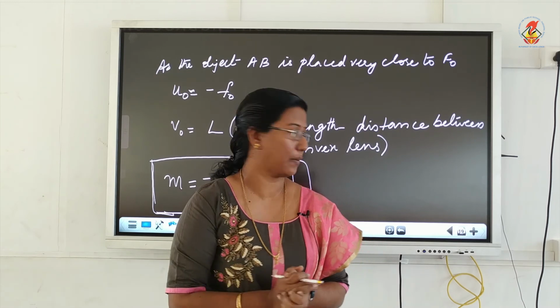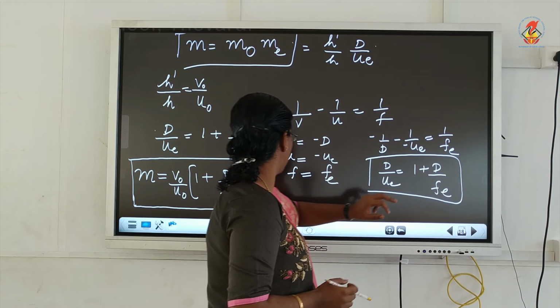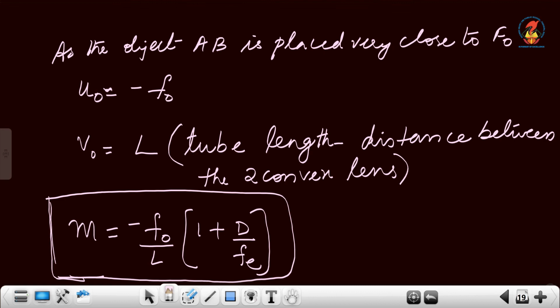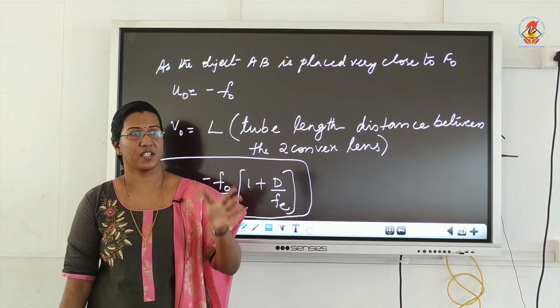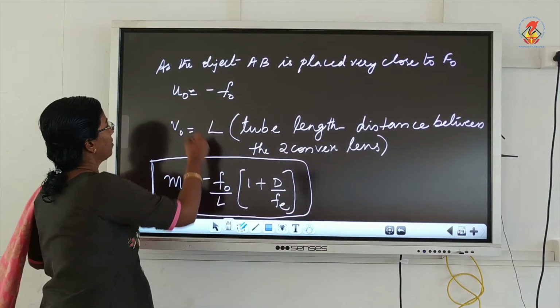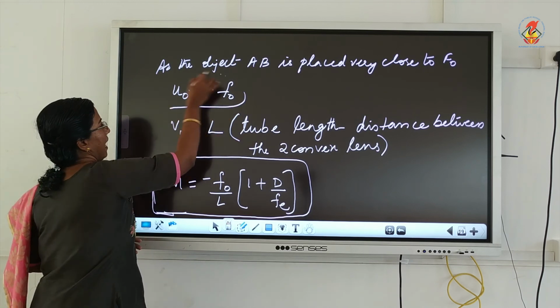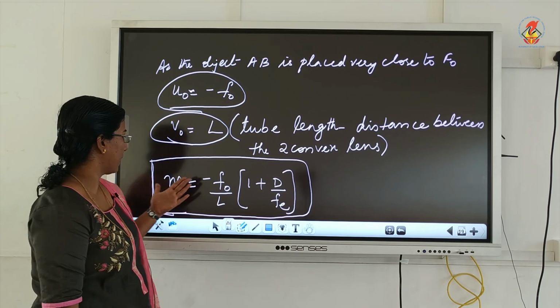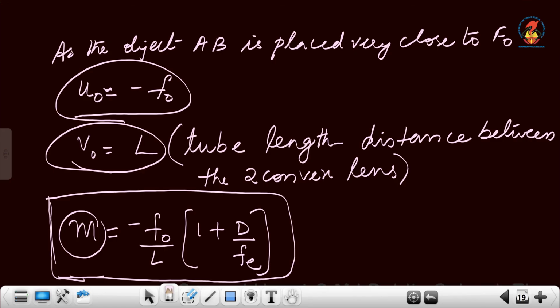Substitute, we get the final equation as M is equal to v0 by u0 into 1 plus D divided by fe. And for the special condition, since the object is placed very close to the focus of the objective, we write u0 is approximately equal to minus f0 and v0 is equal to L, which is the tube length, and the equation becomes M is equal to minus f0 by L into 1 plus D divided by fe.